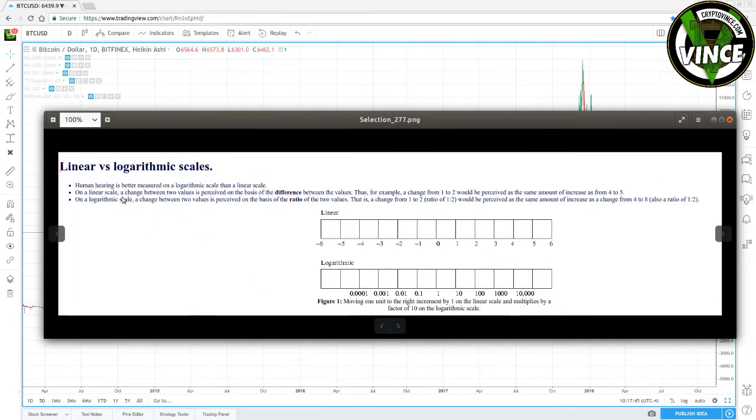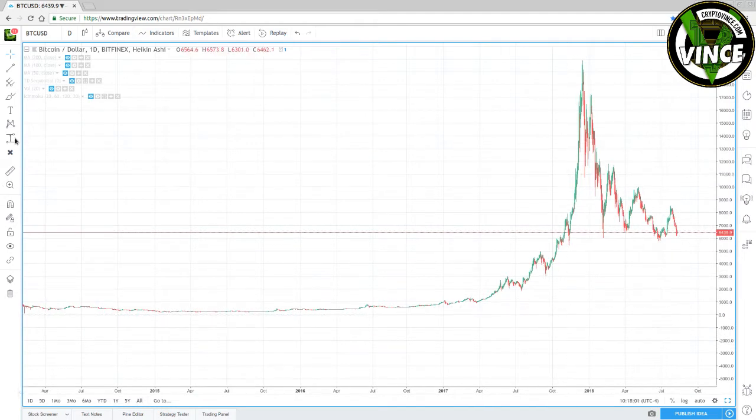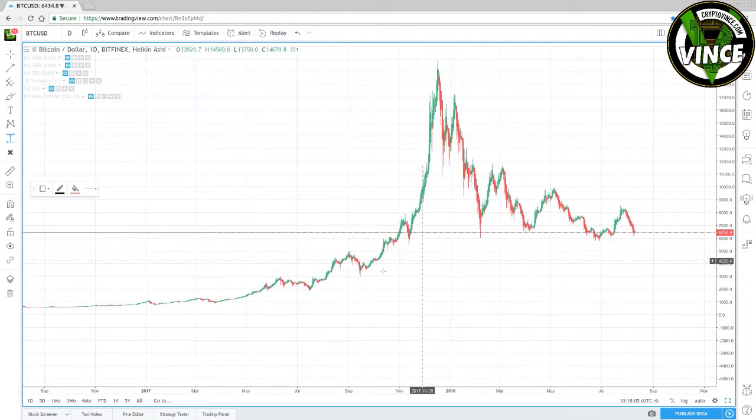On a linear scale, a change between two values, so what it means by that, a change between two values is perceived by the difference. So if I take, say, 3000 in linear scale, this is linear scale, so I take, let's say, 4000 to 8000, okay, that's 100%, right?